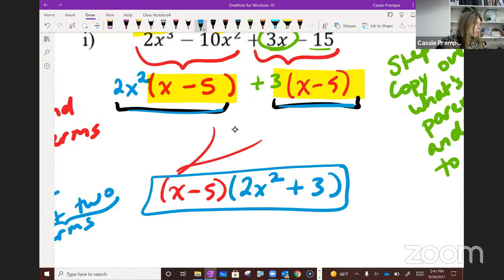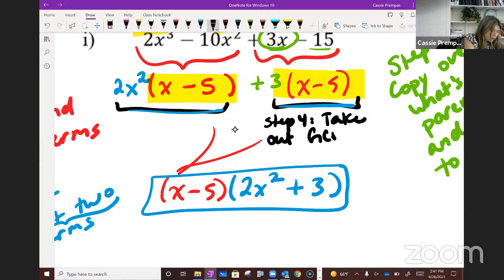So that's step 4, is to take out the GCF. It's always what's in parentheses. So go ahead and write step 4. Take out the GCF. And then I'm going to put in parentheses, remaining terms. Yep. And I just put in parentheses, it is what is in parentheses.